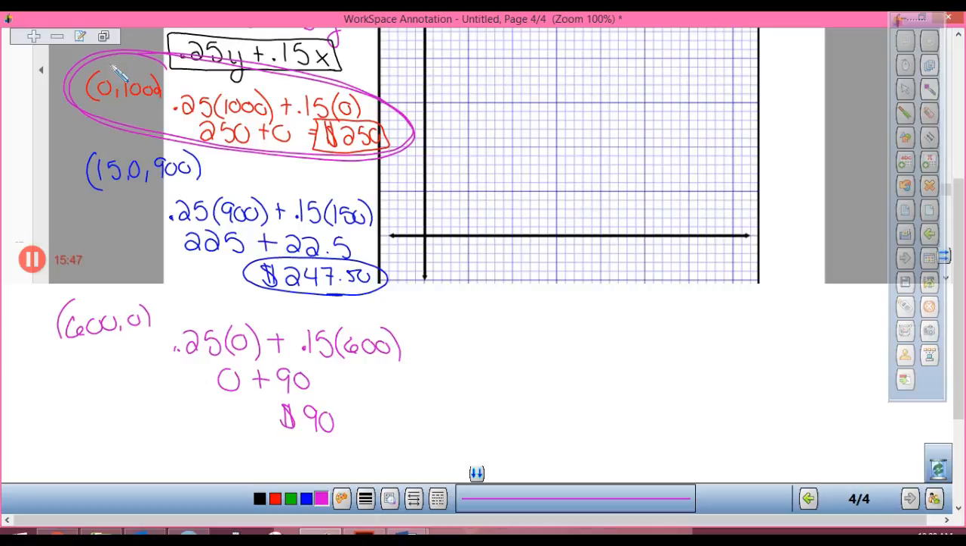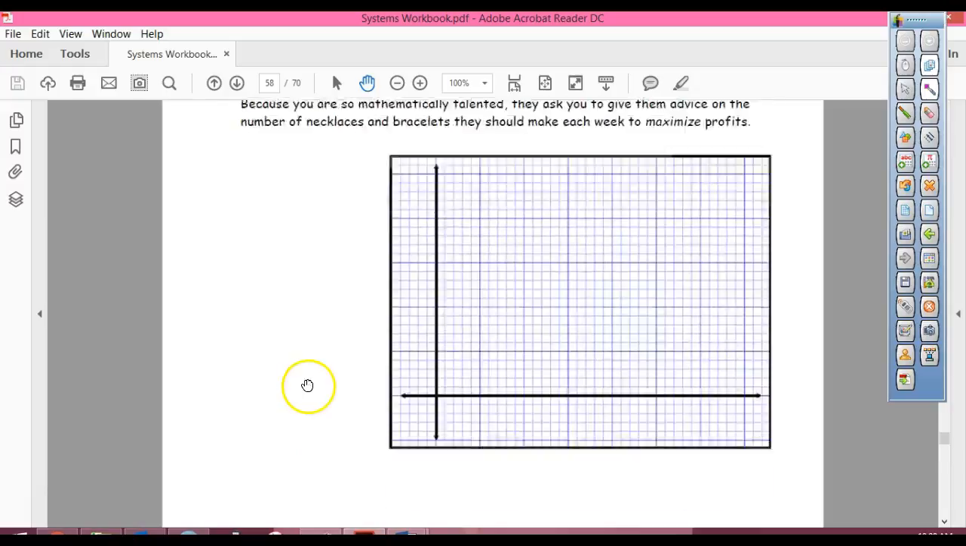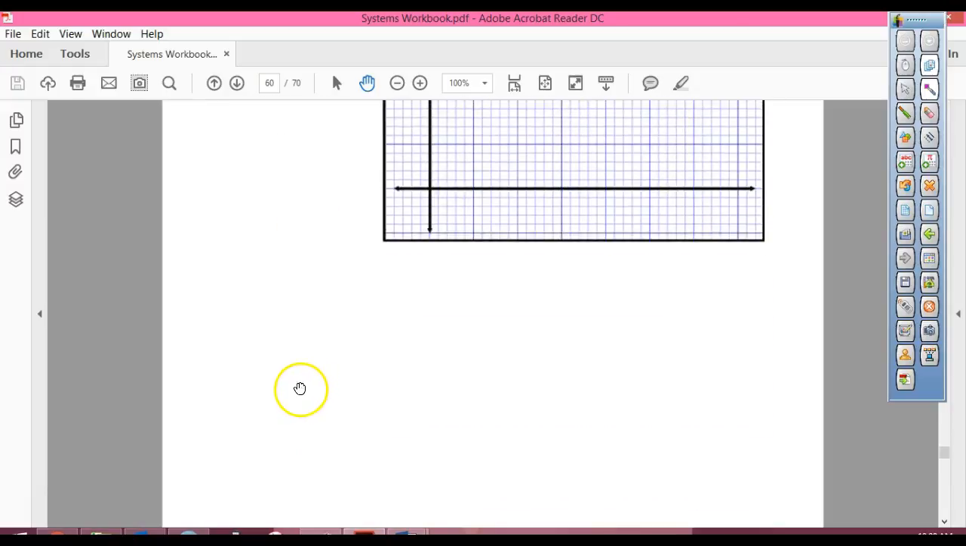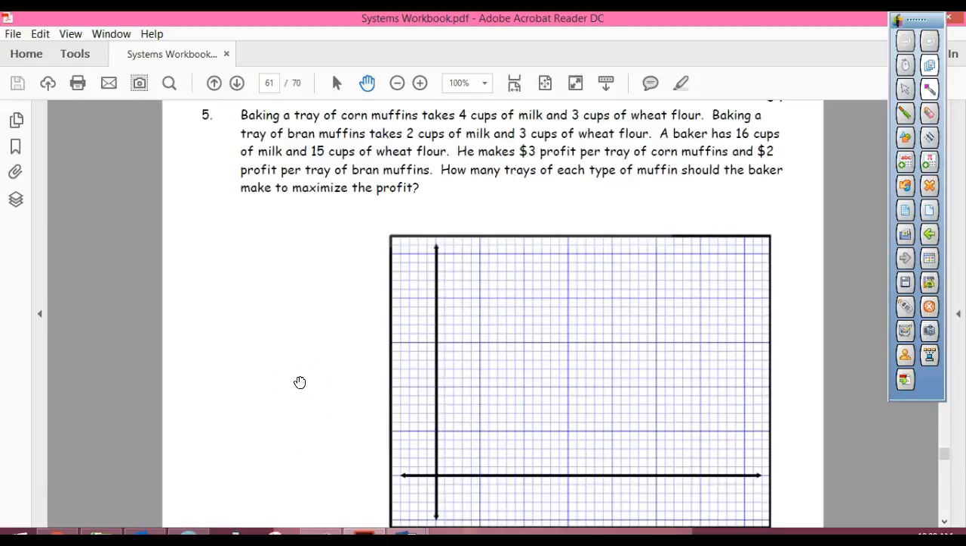All right, so we are going to flip to number 5. Number 5 is on page 61. Let's make sure that we keep participating in this, otherwise you're going to have to do it on your own.